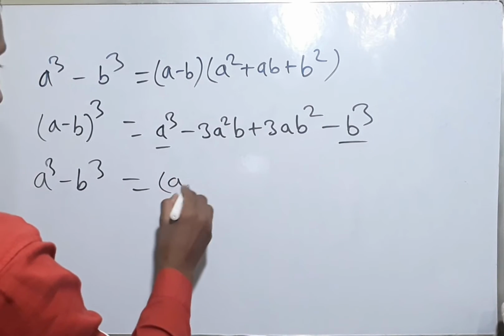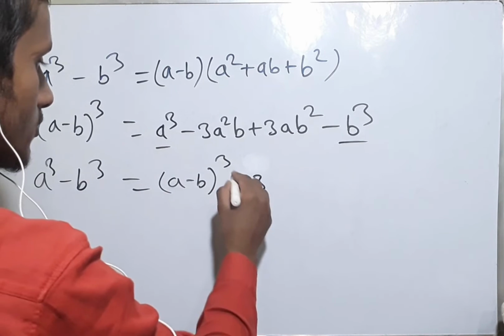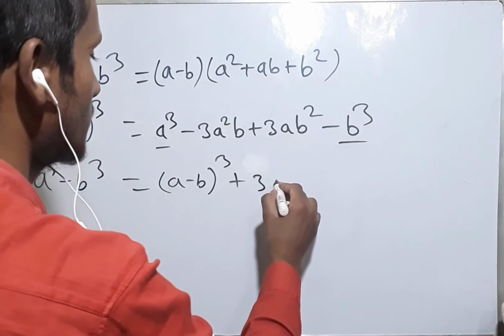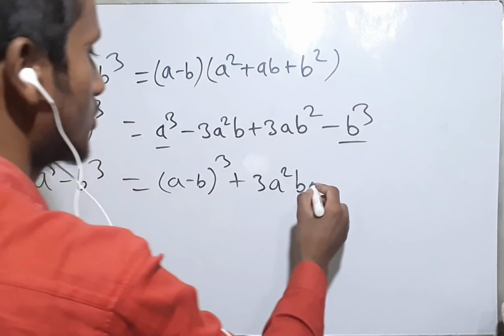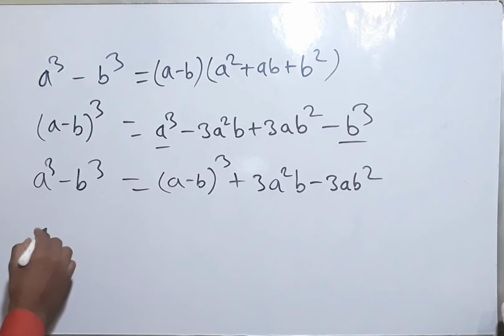So this will be a minus b to the whole cubed minus, I'm sorry, it should be plus because it's minus there. If it gets onto that side, it is plus. Plus 3a squared b, this will be minus 3ab squared. Okay, so this is what it is going to be.